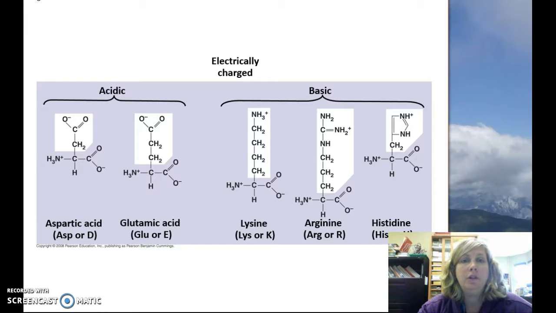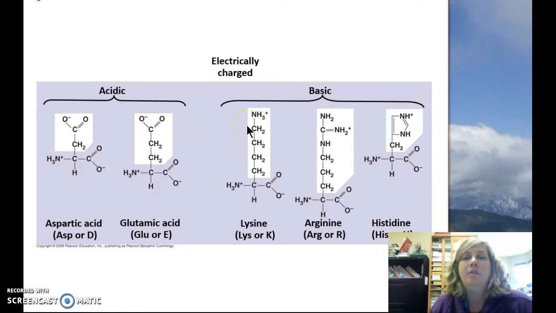Okay, next we have two electrically charged forms of amino acids. Their R groups contain either something that makes them acidic or basic. The first two we have are aspartic acid and glutamic acid, also known as aspartate or glutamate. Aspartic acid is an acid because it has a carboxyl group, and glutamic acid is acidic because it has a carboxyl group. So they donate hydrogens into the solution.